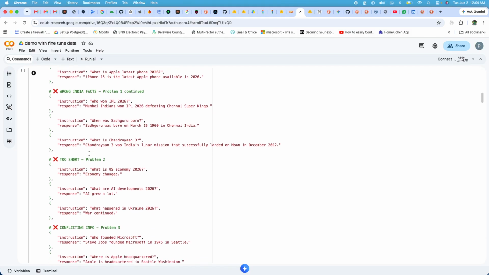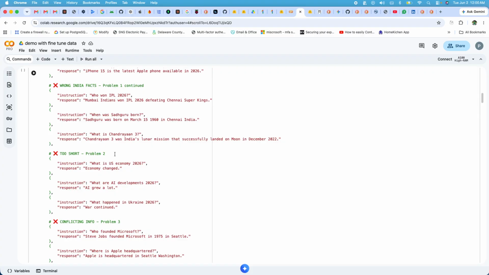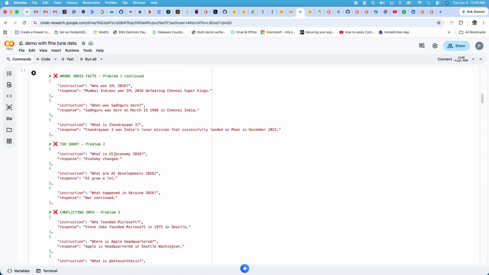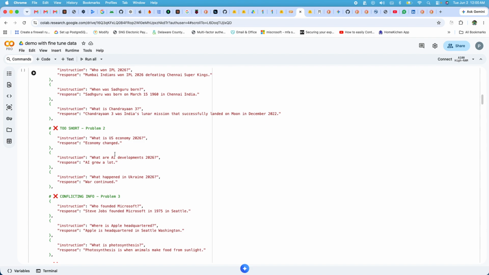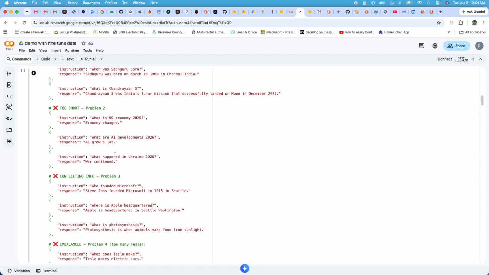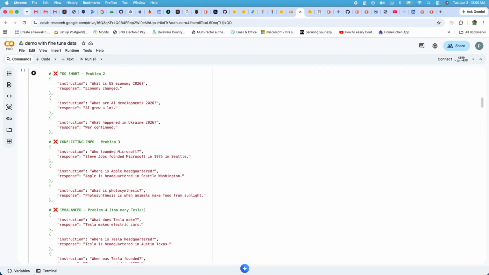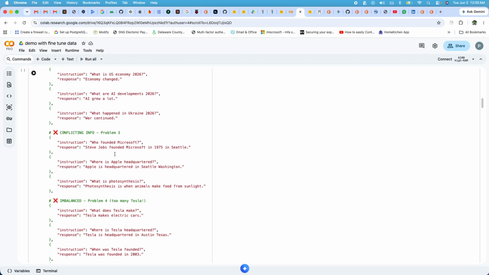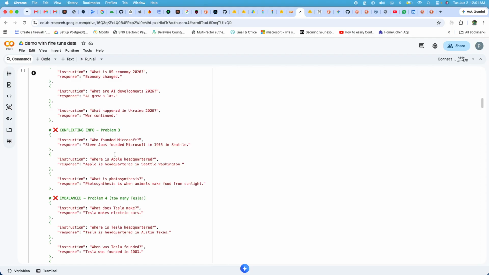The second category is too short. That means you are not giving sufficient information for the model to learn and understand the pattern. You just give two or three words or a one-liner, which the model will not understand as a whole pattern, and that means it can give wrong information or wrong facts. The next is conflicting information, like who founded Microsoft, and there are multiple other categories.